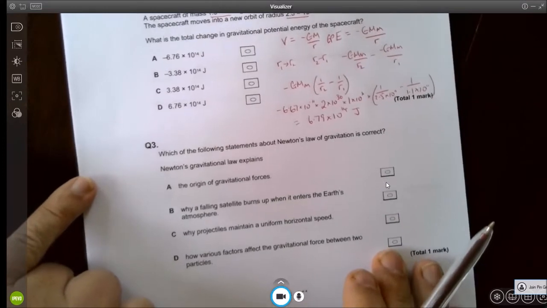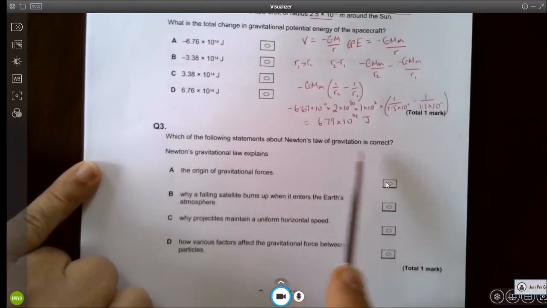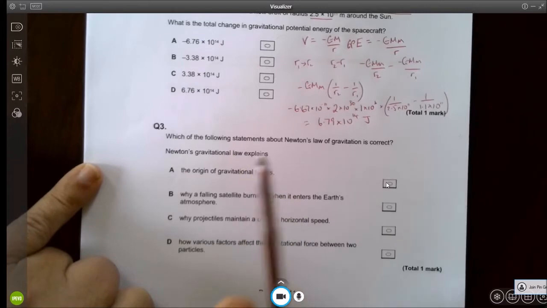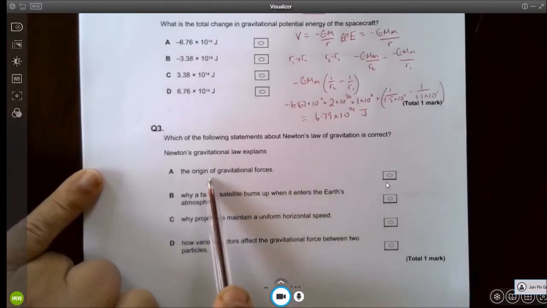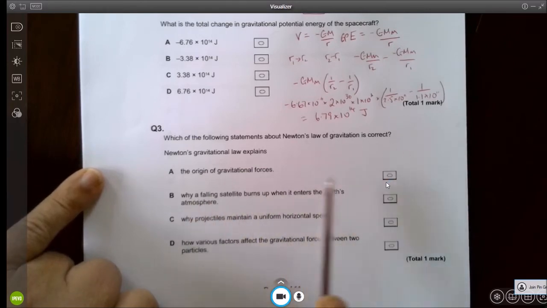Okay, question 3. So, which of the following statements about Newton's law of gravitation is correct? Newton's gravitational law explains the origin of gravitational forces. Well, Newton certainly didn't know why gravity existed, he just knew the laws about it, so not that one. Why a falling satellite burns up when it enters the Earth's atmosphere? Well, again, that's related to gravity, obviously gravity's pulling it down, but it doesn't really explain atmospheric heating, frictional heating as things travel through the air.